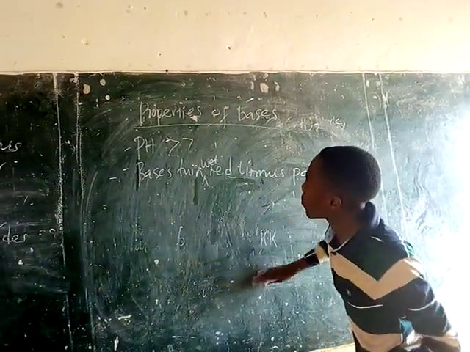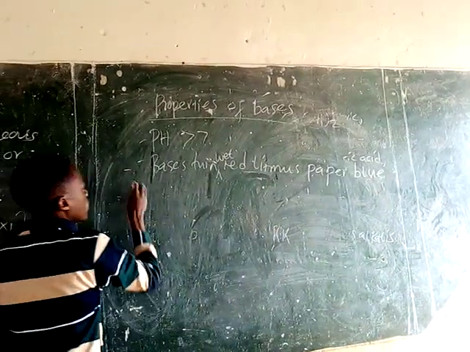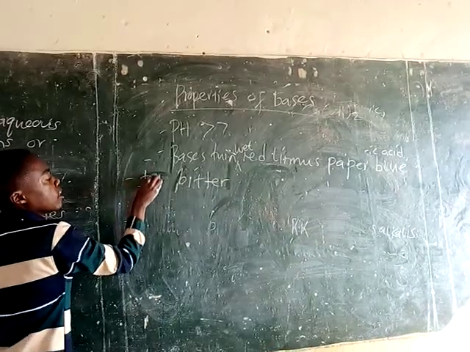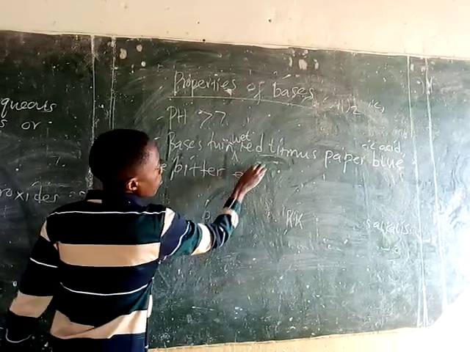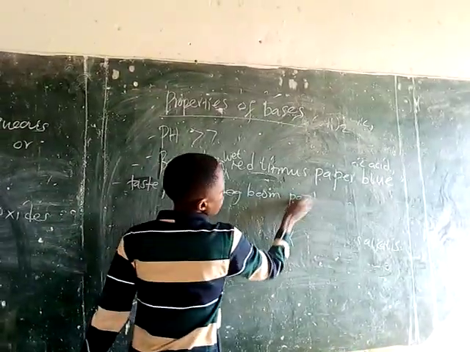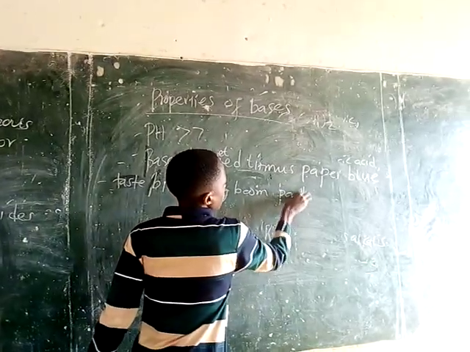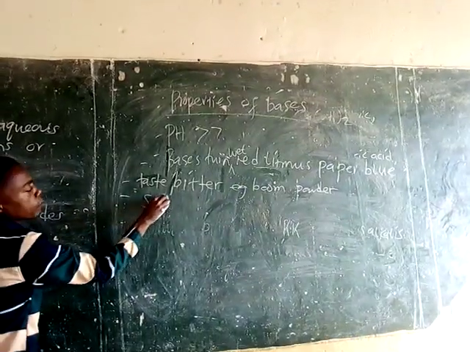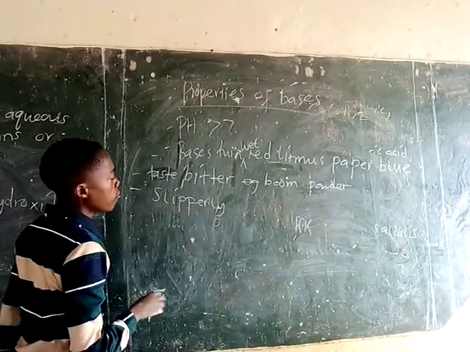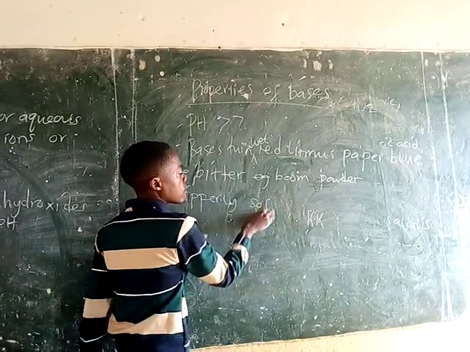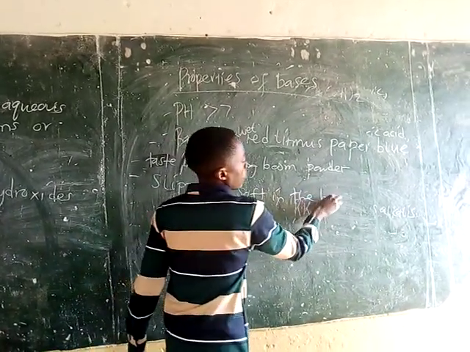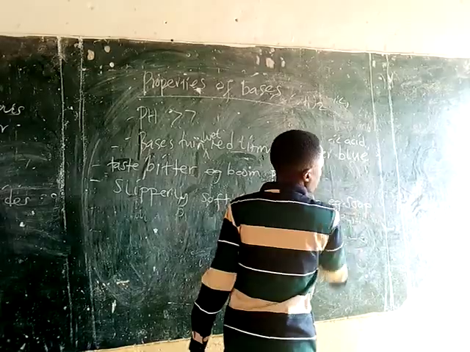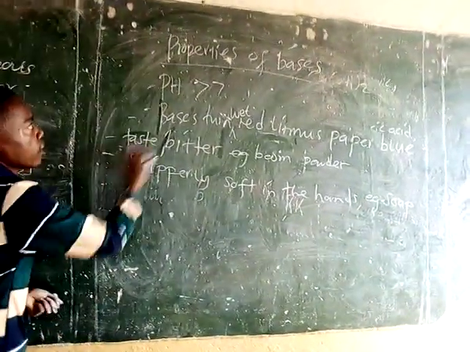It will turn blue. The other characteristic of bases is that they taste bitter. Bases taste what? Bitter. For example, washing powder tastes bitter, or detergent paste. The other one is that bases feel slippery and soft in the hands. For example, soap. Soap is an example of a base which feels slippery in the hands.